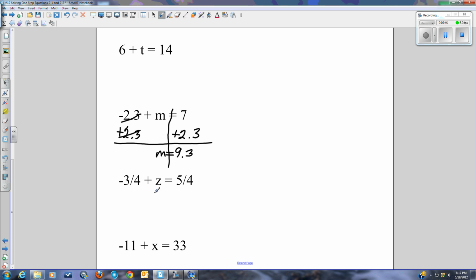On this next problem, negative 3/4 plus z equals 5/4. Draw a line down through. We want the negative 3/4 to cancel out because it's on the same side as the z. So the only way we can get it to cancel is to add 3/4 to each side. 3/4 will cancel and we get z equals 8/4, which is the same thing as 2.